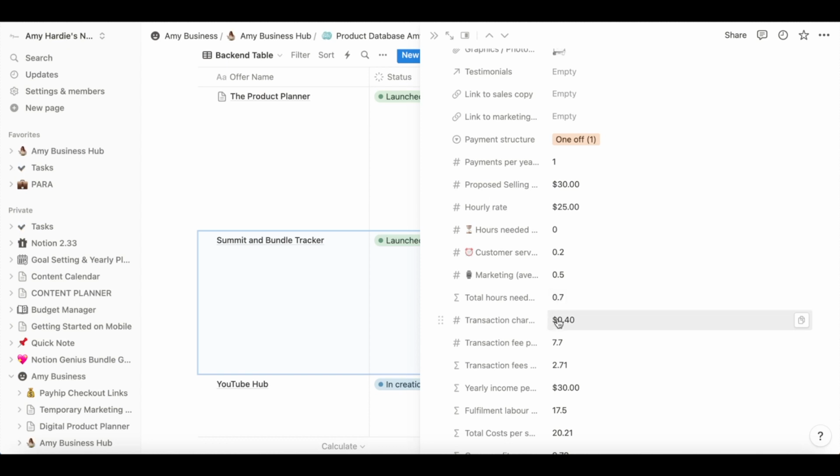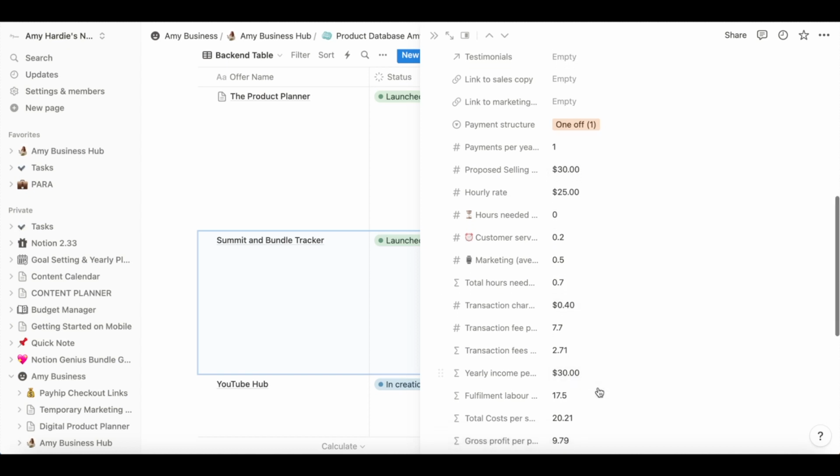Then we have transaction charges. So I use PayHip, and they charge 40 cents per transaction. I'm on the free plan, sorry, I should have said that. So they charge 40 cents per transaction and then 5% on each sale. Then I've allowed for my payment processors, so the likes of Stripe or PayPal. So I've gone the kind of higher end of that to make the 7.7%: 5% PayHip, 2.7% payment processor. I probably won't get charged that much, but that kind of allows for it to make sure I'm thinking about it in my pricing.